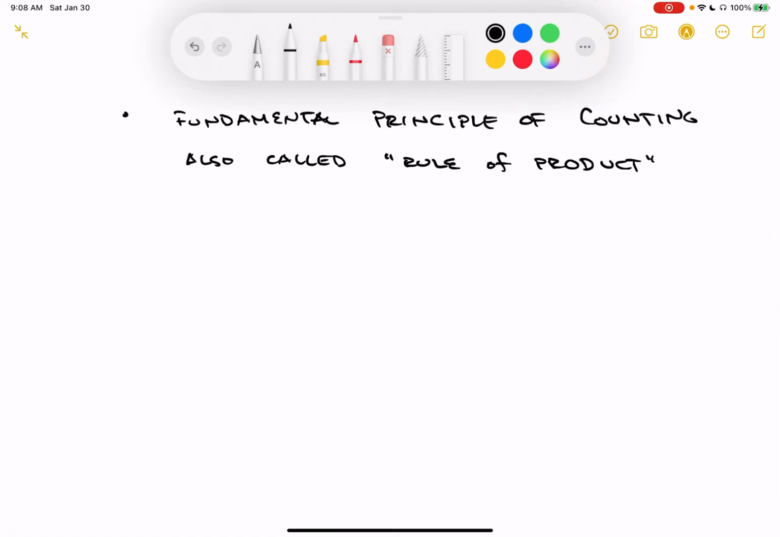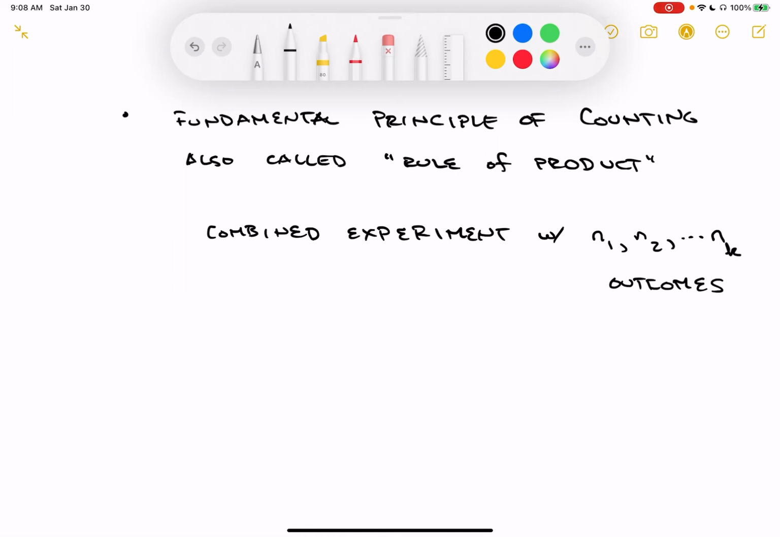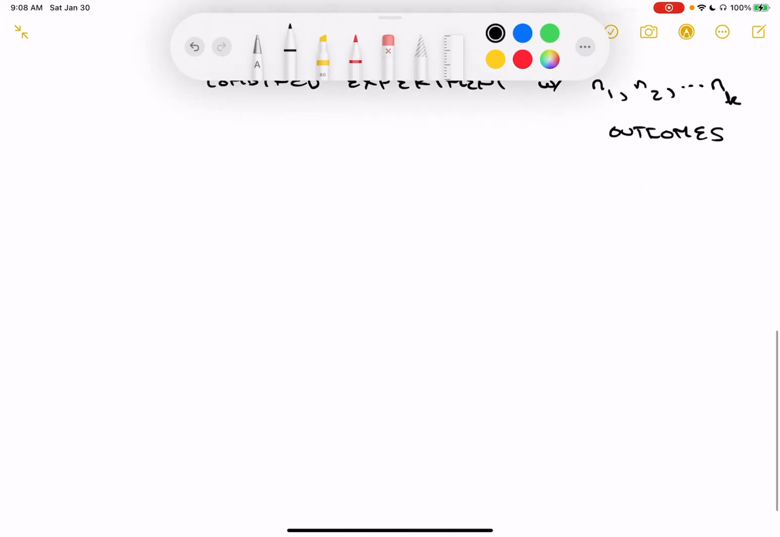The basic idea is something like the following. We have a combined experiment. A combined experiment is just an experiment with multiple sub-experiments, and each of those sub-experiments has a certain number of outcomes. So this combined experiment has N1 outcomes for the first sub-experiment, N2 for the second, and it keeps going until we get to the last one, NK outcomes. So we have k sub-experiments in our combined experiment, and each one has its own number of outcomes. Then the number of outcomes that we could count is equal to a product from 1 to k of each of those different numbers, a product of n1 up through nk.